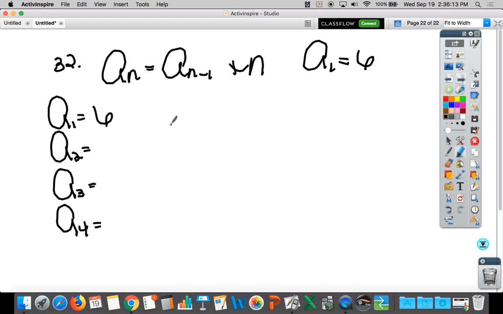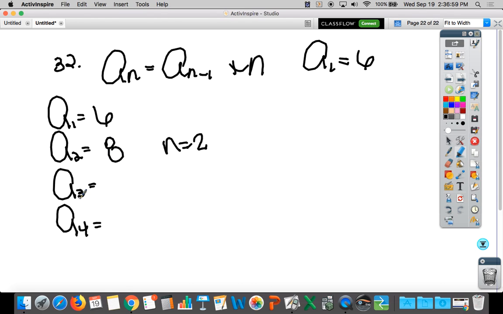Okay, so let's look up here. Now, this one is a little bit different than the other ones. We're going to start with a sub 1, and they told us that's 6. To get a sub 2, we don't do anything when they give us the first term. That is our first term. The a sub 2 means that your n is what? 2. So you're going to take your previous term, because 2 minus 1 is a sub 1. A sub 1 is 6. So 6, you're going to add your n of 2. What's your second term? 8.